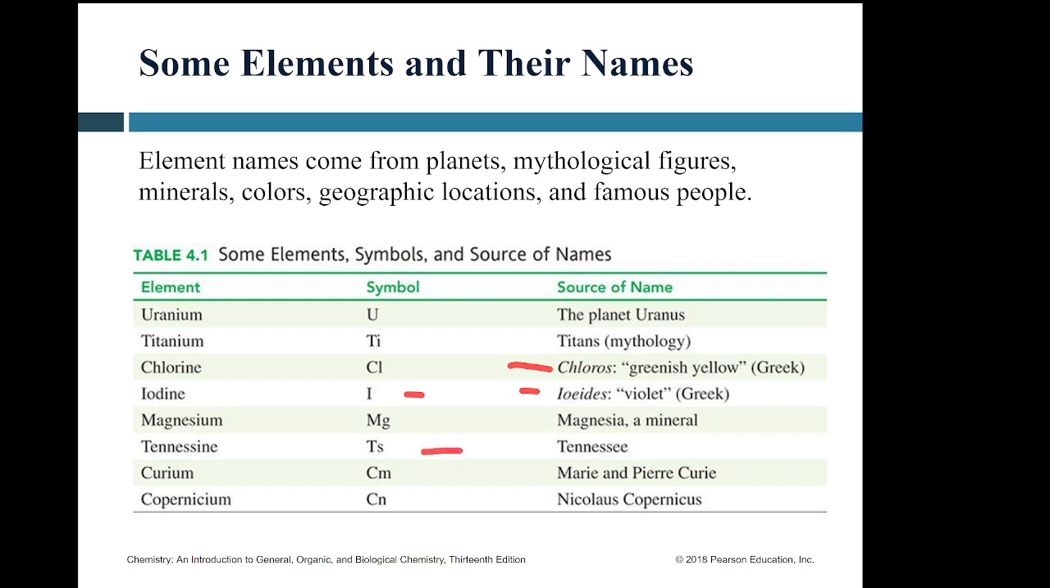Anyways, here's Ts, which stands for Tennessee, and that's the name of the element right there. There's actually a very, very good lab there. Does anybody know what the lab is? Oak Ridge. Oak Ridge lab.